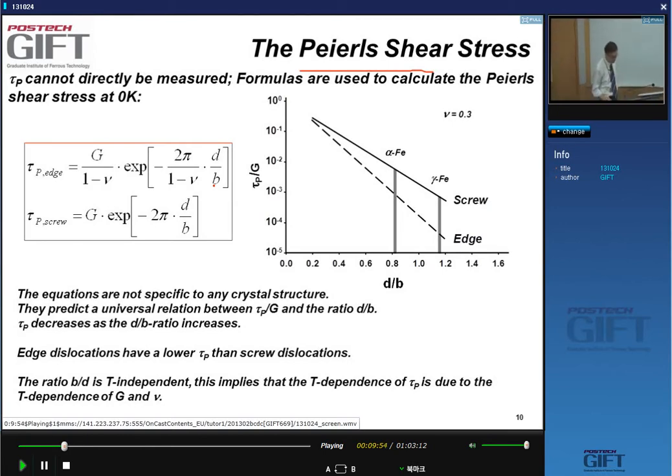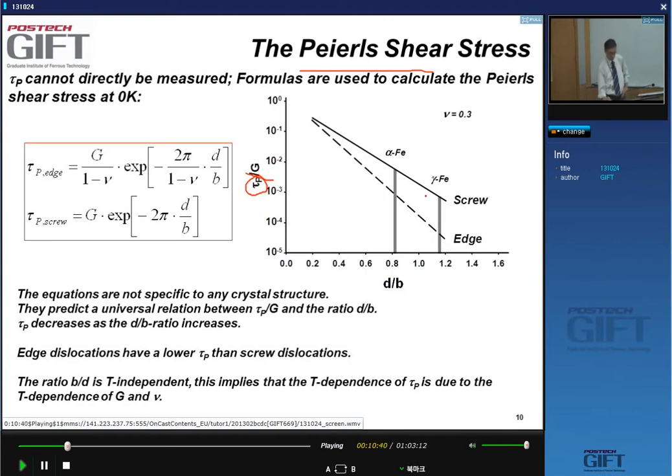And again, it's the same story. You have a smaller Burgers vector, the Peierls stress goes up. You have a larger interplanar spacing, Peierls stress goes down. So you can plot this function, Peierls shear stress divided by the shear modulus, and you plot the log of this function as a function of d over b. And what you find is that it goes down as d increases, or as the Burgers vector decreases.